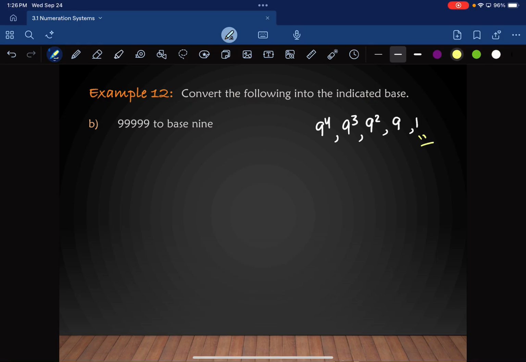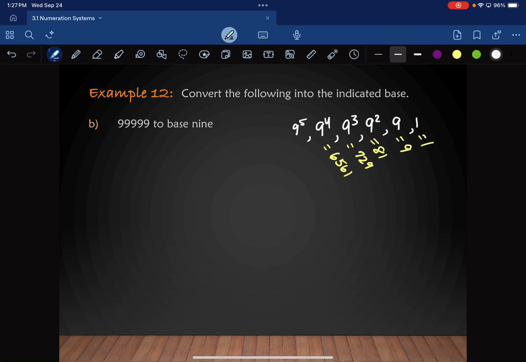Okay, so 1, of course, is 1, and 9, of course, is 9. 9 squared, you probably know, is 81. After that, you might need a calculator. What is 9 cubed? 729. That's correct, 729. What is 9 to the 4th? 6,561. Okay, so that's still not close to 99,999, so we need to keep going, right?